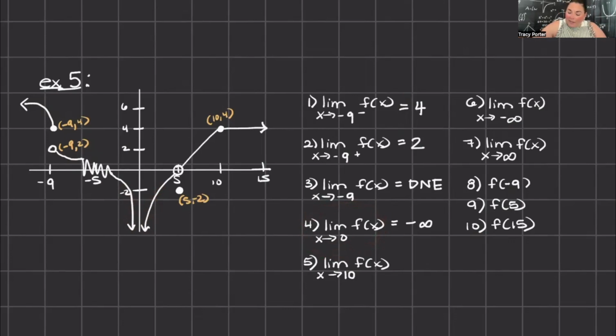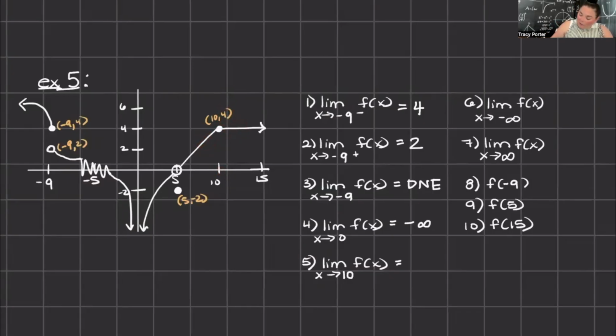Now, what happens as x approaches 10? Right, so that's here. So you can see as you come in from the left and the right, you're approaching the value of 4. As x approaches minus infinity. So if we were to just keep traveling out this way, well, this thing is supposed to be drawn as if it just continues to increase. So we would say that this goes out to positive infinity.